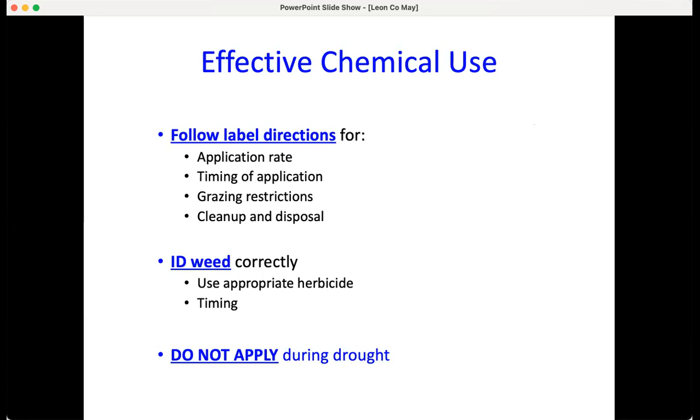of application, whether or not there's any grazing or haying restrictions, if there are other limitations, as well as are there specific adjuvants? Can you mix that herbicide with fertilizer? There's a lot of information beyond just application rate that can be critical to read across a herbicide label.